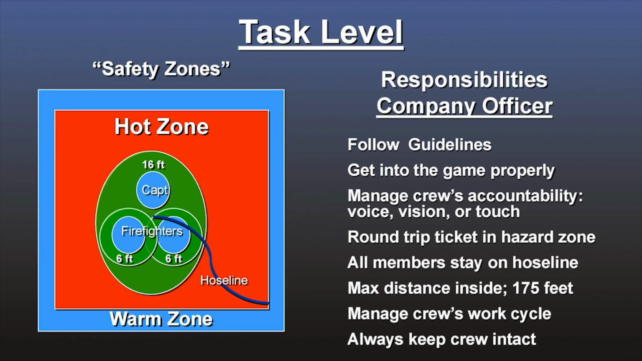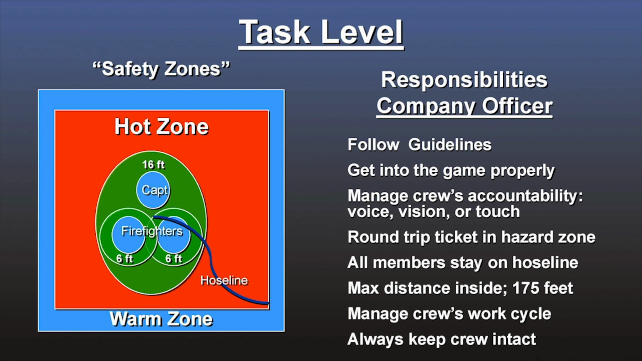Now we're going to discuss the task level safety responsibilities. Now, the task level is where the work is performed by the assigned companies. The strategic and tactical levels are in place to support the task level work. Task level activities are supervised by company officers working with their members directly in the hazard zone. The image on the left shows that each individual member inside that hot zone has a 6-foot action circle where they're responsible for their own personal safety. And the captain has that 16-foot action circle where they are responsible for the entirety of their crew.